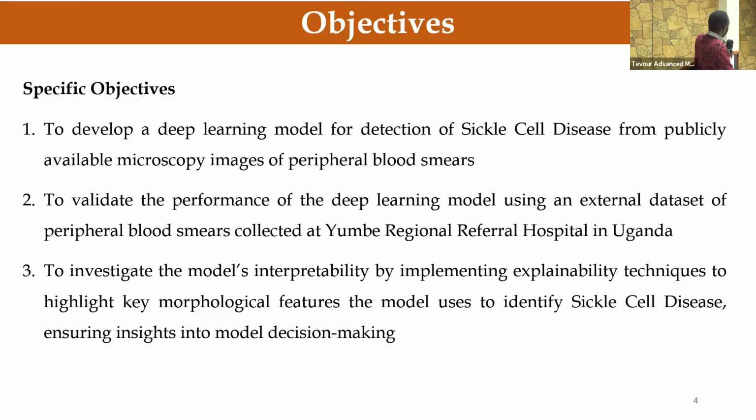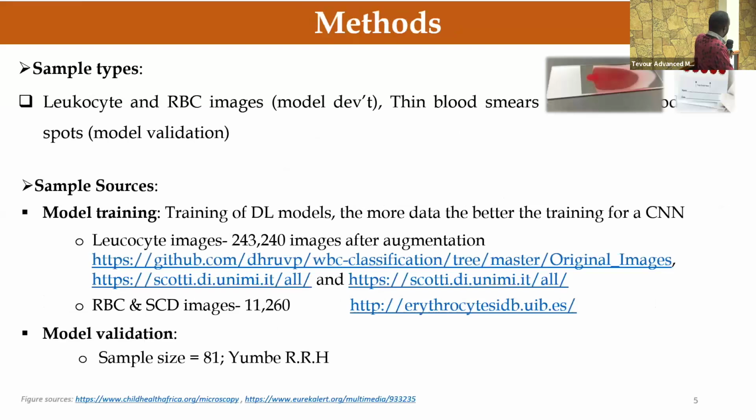The samples that we are using for training of the model are red blood cell images mostly, but some data sets we got also had leukocyte images. Later on, for the validation, we shall use blood smears from the hospital. So those are some of the sources where we are getting the data sets for the training, and for the validation, we shall be using about 81 samples, calculated using a formula for finding accuracy of a test.